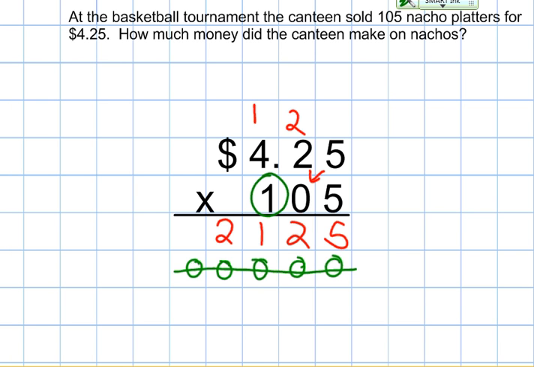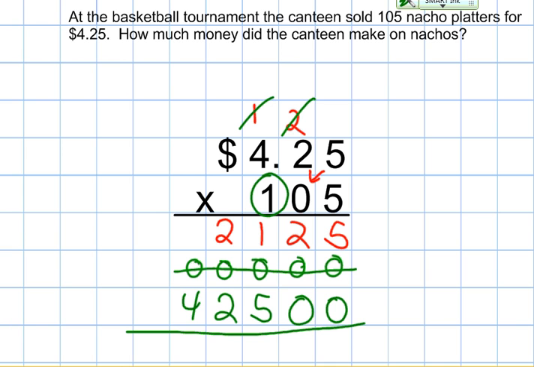As we go to the hundreds, we have to remember that we're in the hundreds. So the first thing we're going to do is put down 2 zeros. 1 times 5 is 5. We didn't carry it. 1 times 2 is 2. We didn't carry it. 1 times 4 is 4. Now I can add these things together. 5, 2, 6, 4, 4.